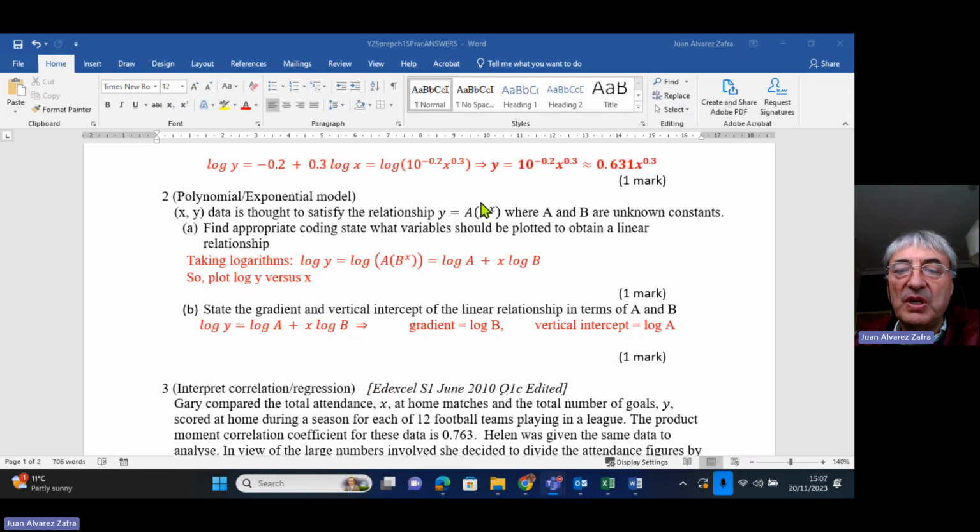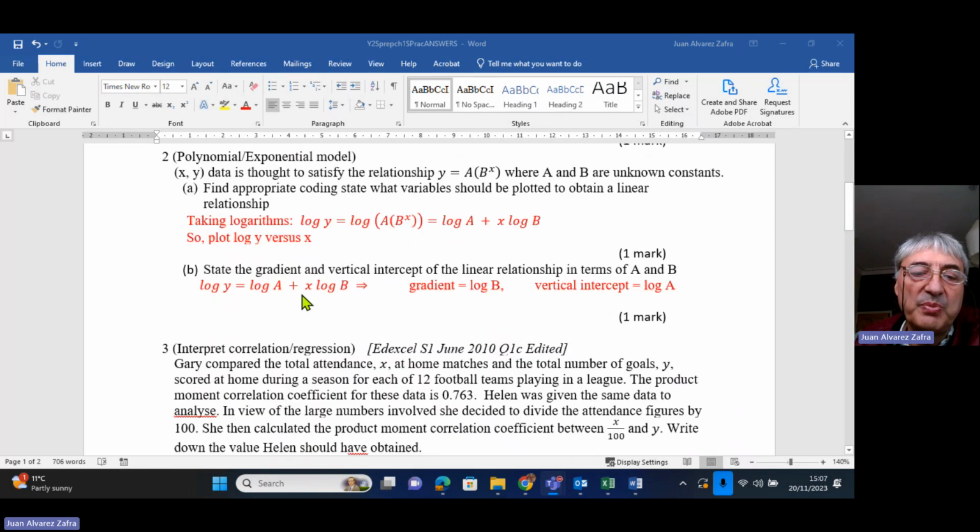If we take logs of this relationship, we get log of the left-hand side equals log of the right-hand side. And then using log rules, log of a times b to the x is log of a plus log of b to the x. And then log of b to the x becomes x log b. And so we get log of y equals log of a plus x log b. And so looking at the variables, we would want to plot log y versus x.